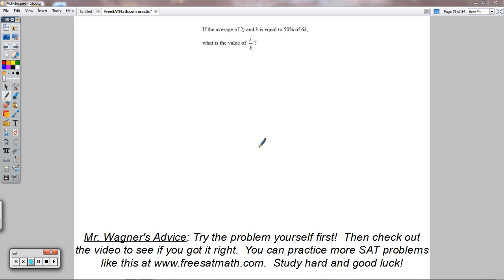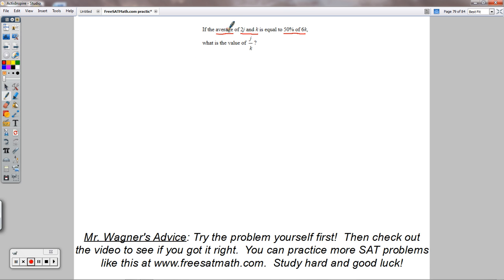This is SAT Math question 79. It says if the average of 2j and k is equal to 50% of 6k, what is the value of j divided by k? So let's make sense of this first. The average of 2j and k is equal to 50% of 6k.